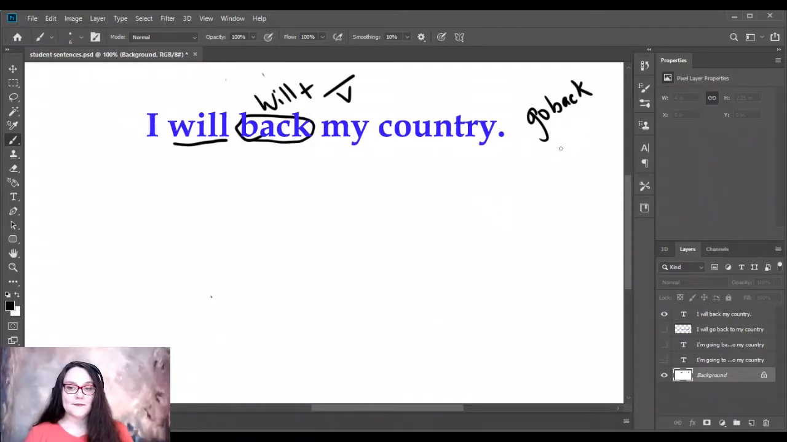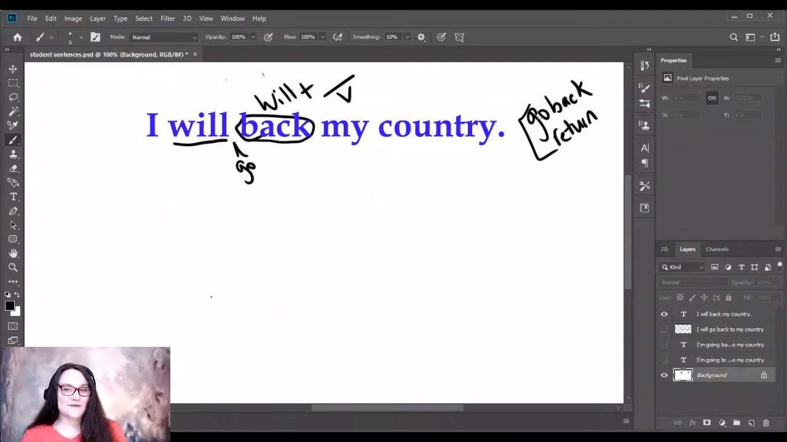To go back means to return. So you could use either of these verbs in this sentence. And to keep the integrity of my student's sentence, I'm going to change it to go. I will go back my country. Is the sentence fixed? There's still a mistake.